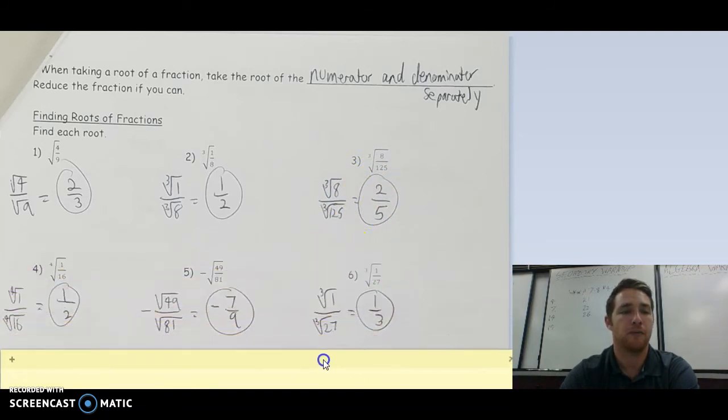Looking at a few more. Fourth root of 1/16. Fourth root of 1 is 1.